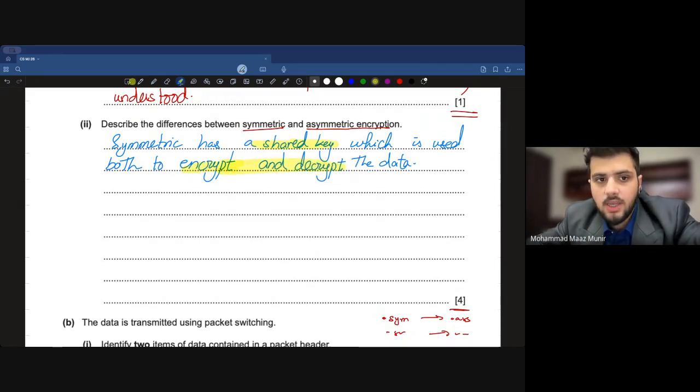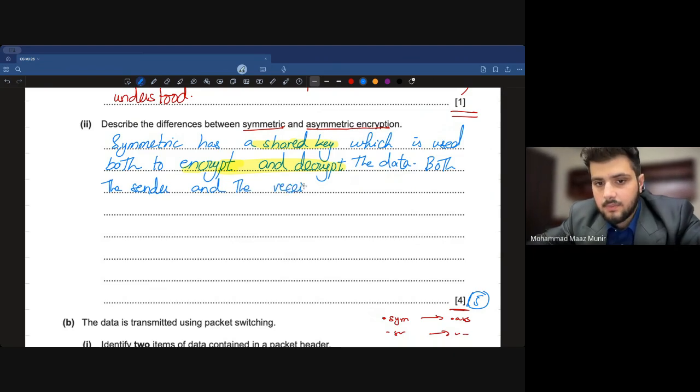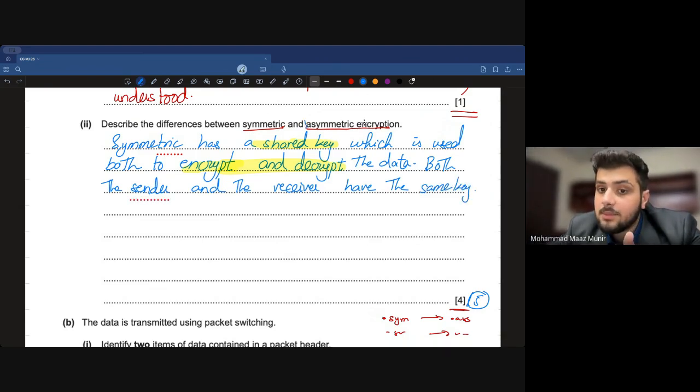The third point, let's say we need 4, but I want to go with 5 points, one extra. The third point could be that both the sender and the receiver have the same key. That is 3 points. Now we're going to discuss the other part, the asymmetric part.